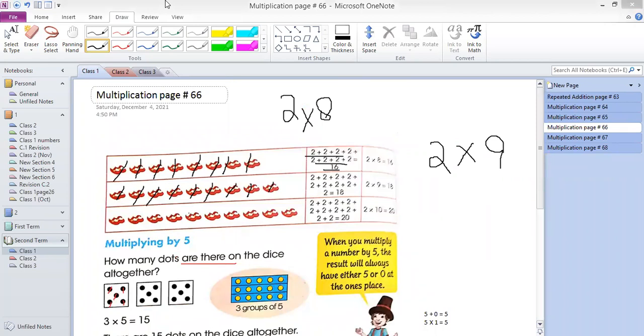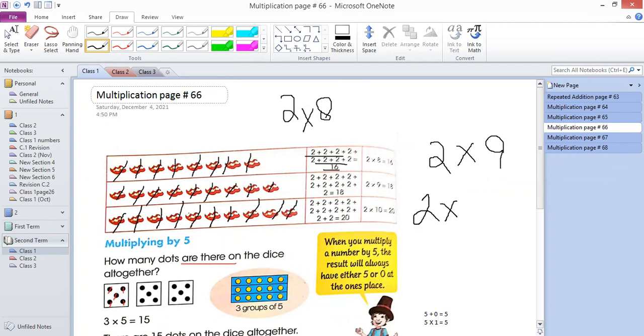Yes, sir. Okay, sir. Good. And the last one here, how many groups? Must be 10. 1, 2, 3, 4, 5, 6, 7, 8, 9, 10. Absolutely, there are 10 groups.